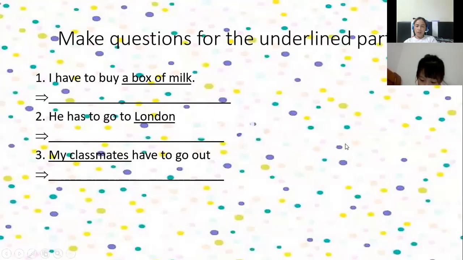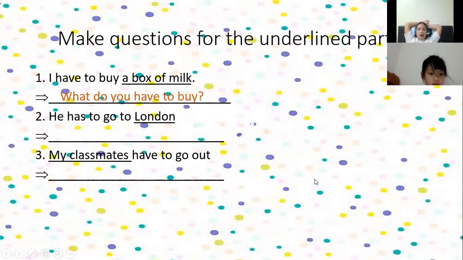Next, make questions for the underlined parts. Okay, baby, you're going to make questions for the underlined parts. Look at number 1. What do you have to buy? A box of milk.